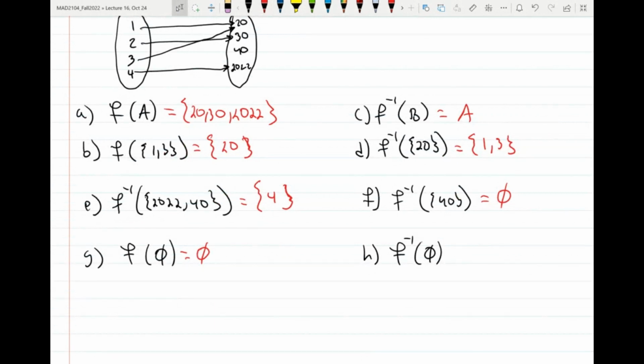And so how about this? What's the inverse image of the empty set? Remember, these are elements in A, so when I do F of that, they go to the empty set. Well, the empty set has no element, right? So the inverse image of the empty set is the empty set.